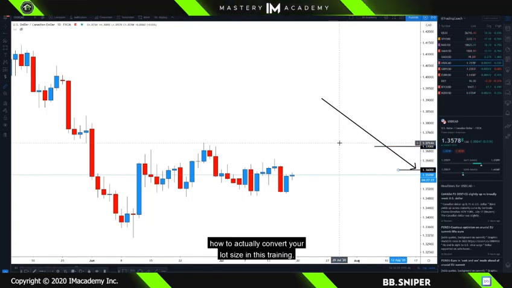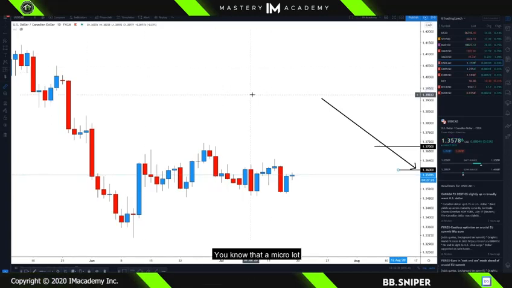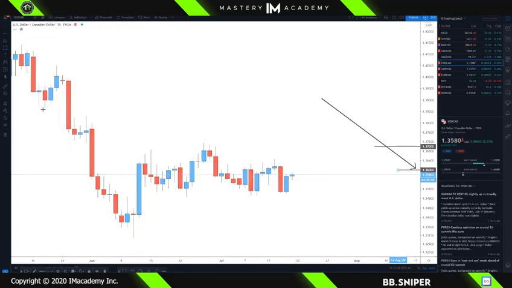Now, I'm not going to show you how to actually convert your lot size in this training. It's fairly simple. You know that a micro lot is the equivalent of 10 cents per pip. You know that a mini lot is the equivalent of $1 per pip. Standard lot being $10 per pip. So it's pretty simple to understand the math behind it. But this would be a 100 pip movement.